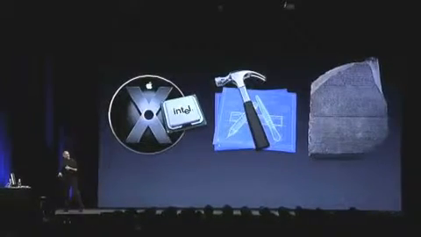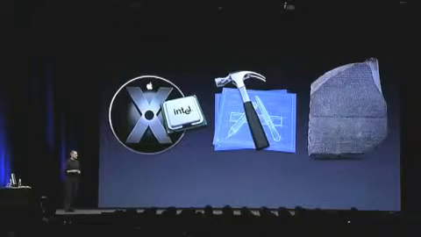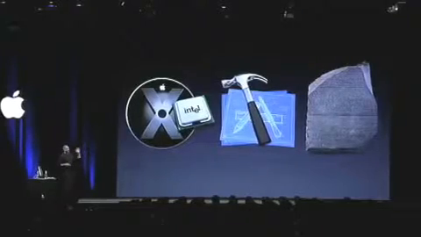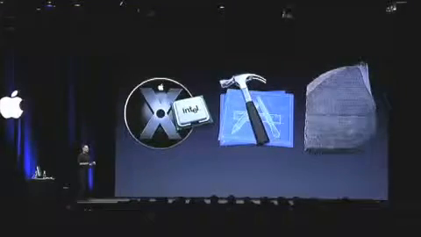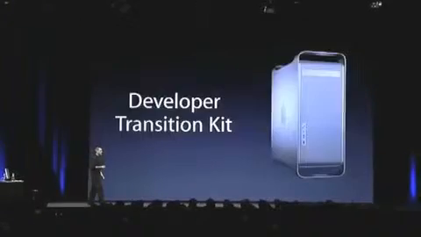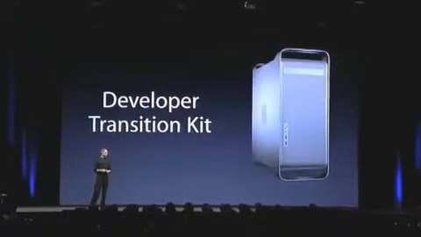and Rosetta to run PowerPC apps before they're universal. How do you get your hands on all this stuff? We want you to have your hands on all this stuff now so you can help us finish it and so you can get started creating your universal binaries. And we have created a developer transition kit for you.